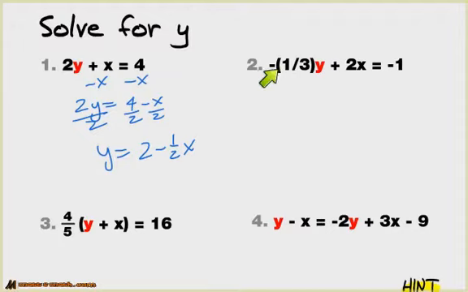Now, the trick here with this guy is you're multiplying by negative 1/3. How do you get rid of multiplying by negative 1/3? Well, divide by negative 1/3 or multiply by negative 3 and it'll go away. Same thing with this guy down here. You've got 4/5. Well, how do you get rid of 4/5? Multiply by 5/4. Multiply by the reciprocal. Flip them up and down.